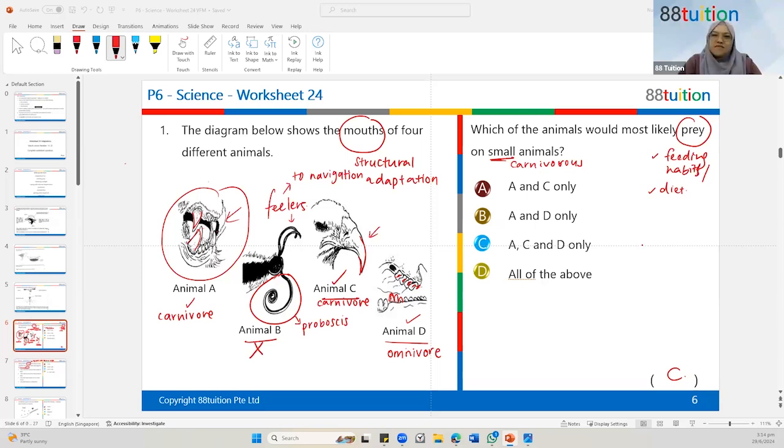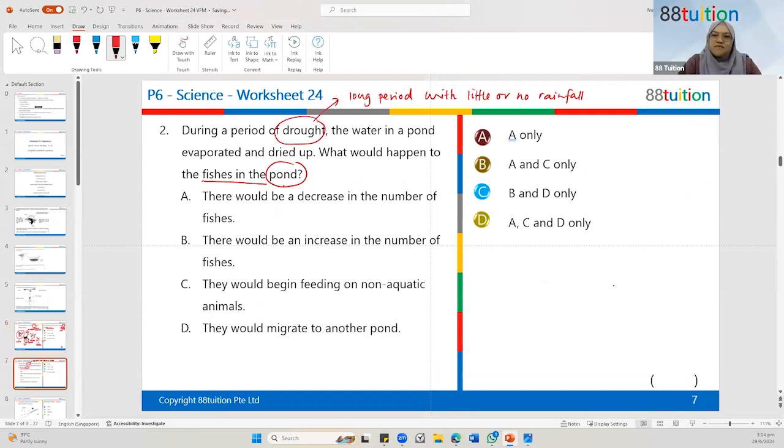This one, they only show the mouth, see? That's why you can't really tell. Don't stress yourself out asking what the animal is. No need. All you have to do is look at the shape of the teeth of the mouth and make your own conclusions based on what the question wants. Don't care what animal they are. They're not asking you to identify. Otherwise you're just stressing yourself out unnecessarily.